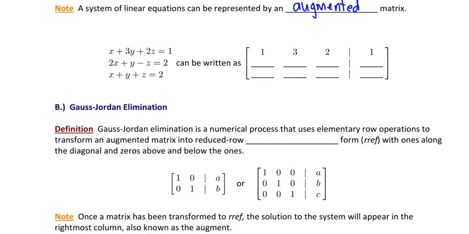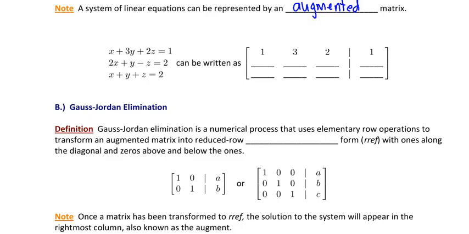So here's what it looks like. What we're looking at is a system of 3 equations in 3 variables. So x plus 3y plus 2z equals 1. Remember, each one of those equations describes a plane. So when we solve the system, we're looking for the intersection of those planes. What we're going to do is simplify that system and just work with the coefficients and constants of the system.